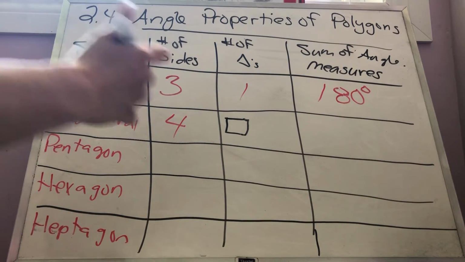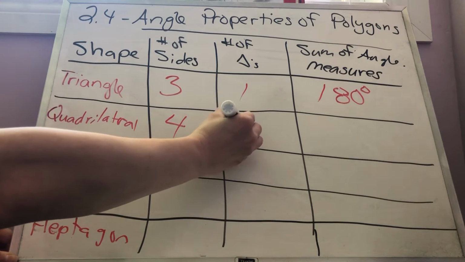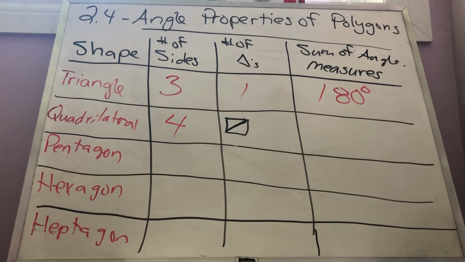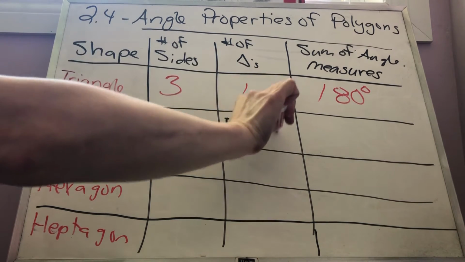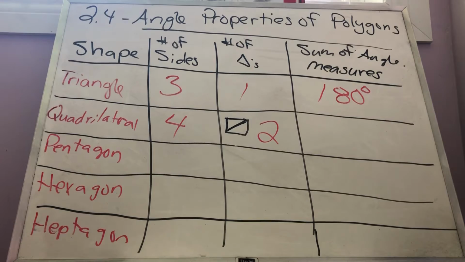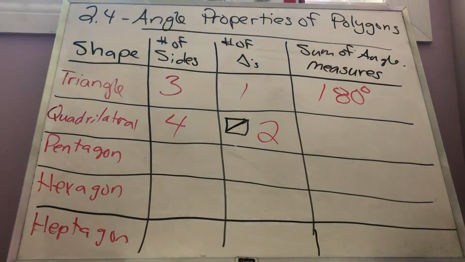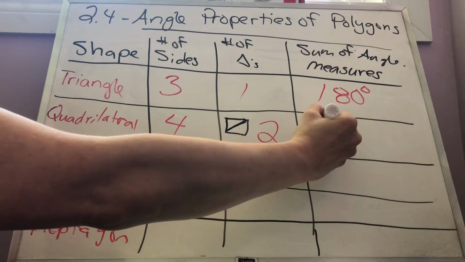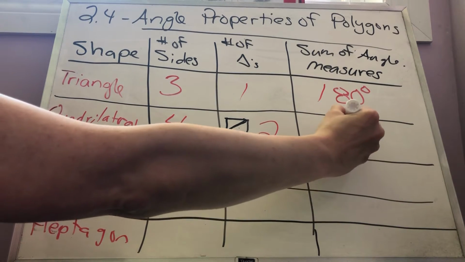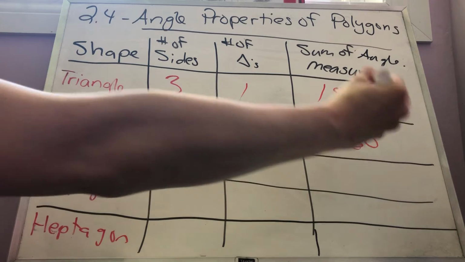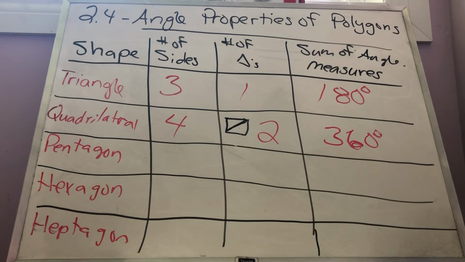But the number of triangles in a quadrilateral would be 2. If I drew a line there, see how there's 2 triangles in there? So there's actually 2 triangles in a quadrilateral. That means I'd have 180 with another 180, right? Which would give me 360 degrees, which you probably know too, right? 360 degrees in a quadrilateral. So those top 2 lines probably aren't too crazy for you. We'll get into some with a few more sides.